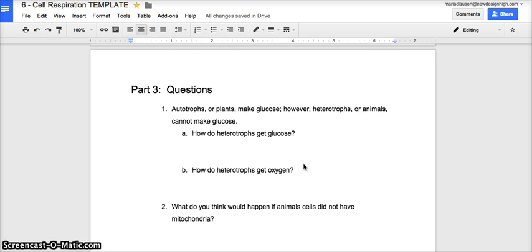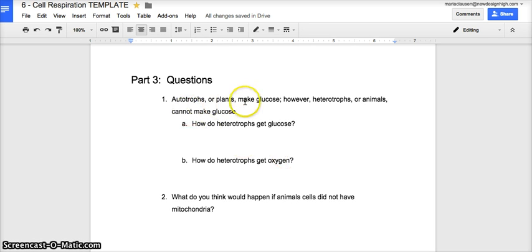Questions. 3 short little questions. Autotrophs make glucose. Heterotrophs cannot make glucose. How do we get glucose? How do we get oxygen? And what do you think would happen if animal cells did not have a mitochondria?